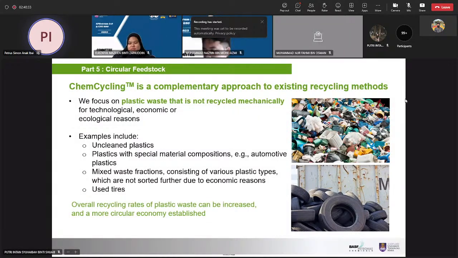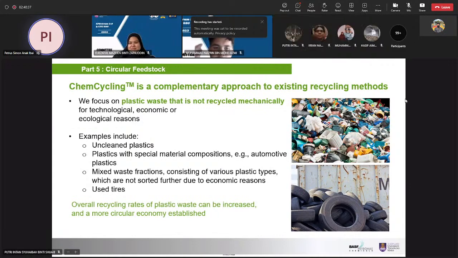So we can say that the overall recycling rate of plastic waste can be increased, and through that increase, a more circular economy will be established. Okay, next.